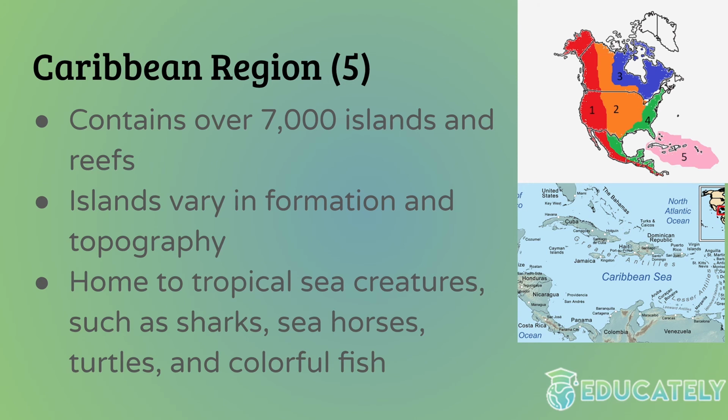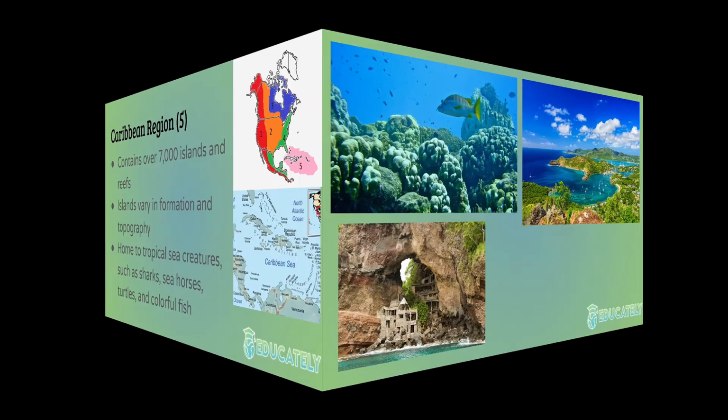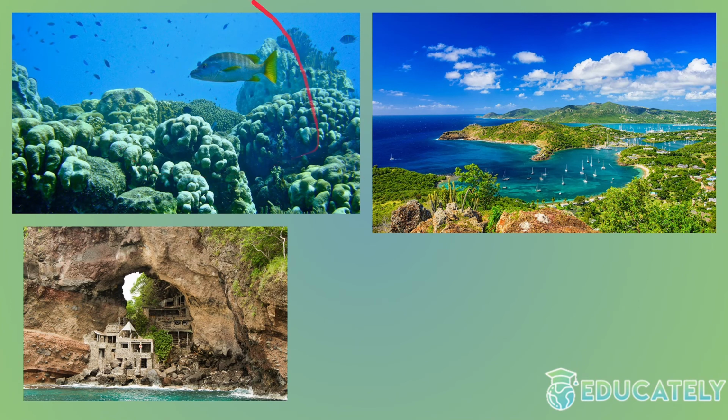And the waters around the Caribbean are home to tropical sea creatures like sharks, seahorses, turtles, and, as you often think of fish from the tropics, you think of colorful fish. They do have very colorful fish there. So here are some examples. This is a reef with some fish swimming around. You can see this one is pretty colorful, as I just mentioned.